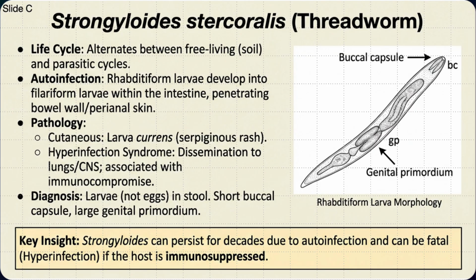Because of the autoinfection cycle. This is the critical clinical difference. Hookworms, Ascaris, whipworm, they all need to leave the human body to mature in the soil before they can infect anyone again. Strongyloides breaks that rule. The larvae can actually mature into the infectious filariform stage while still inside the human gut. They can penetrate the bowel wall or the perianal skin and reinfect the exact same person immediately.